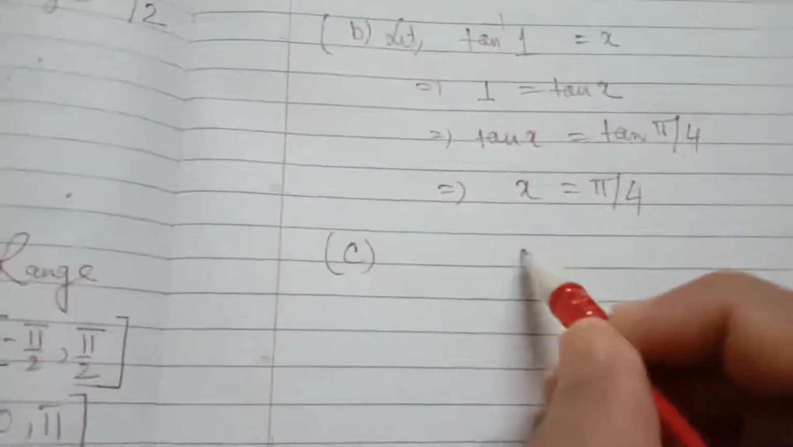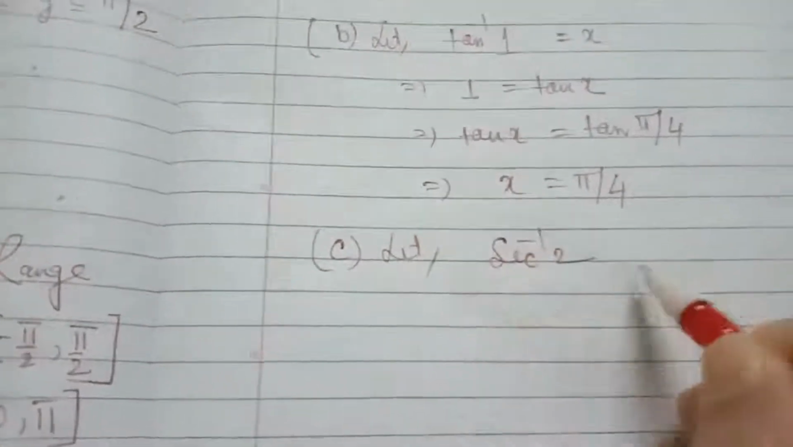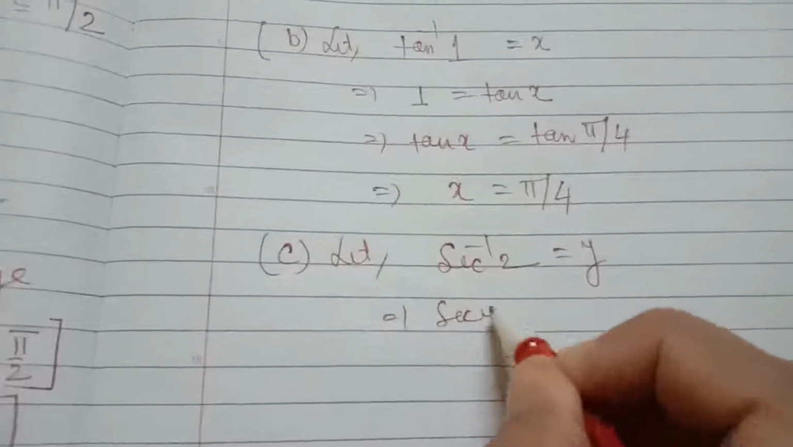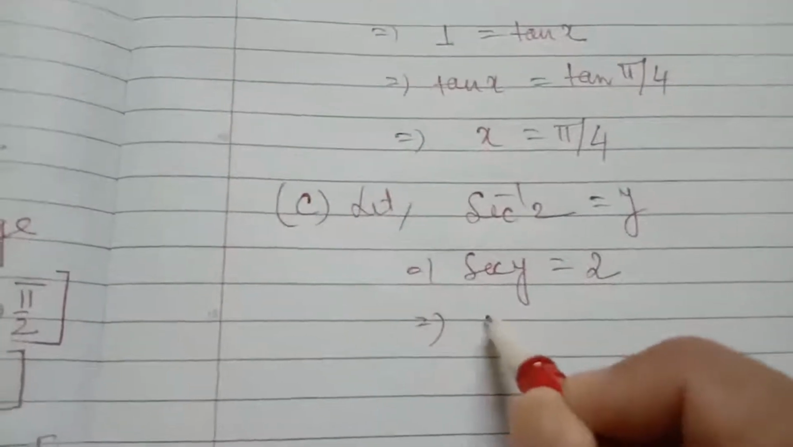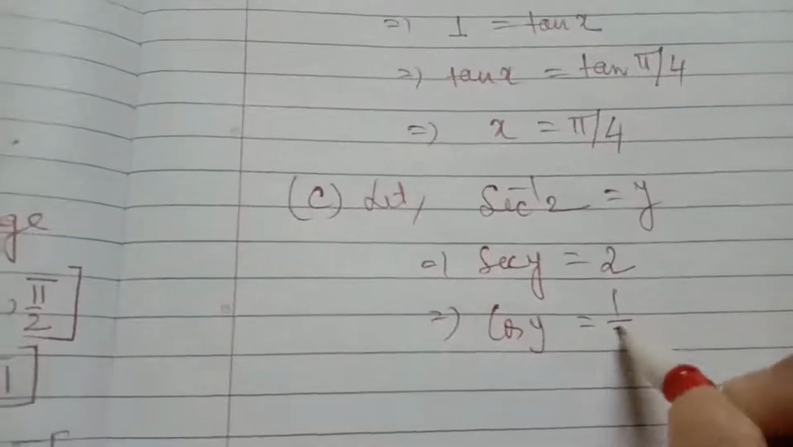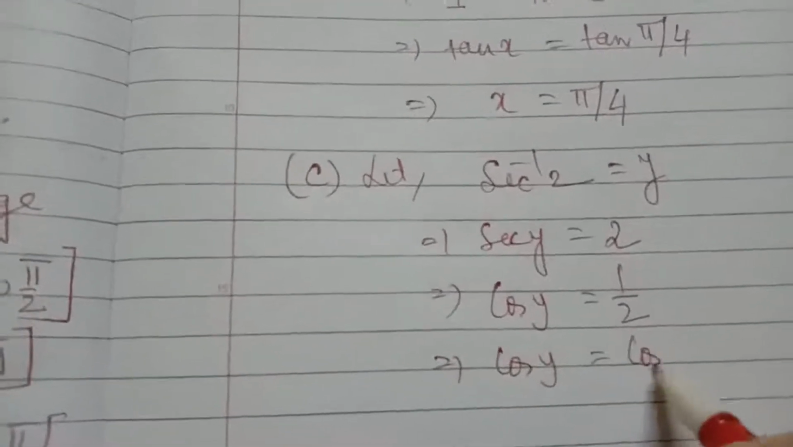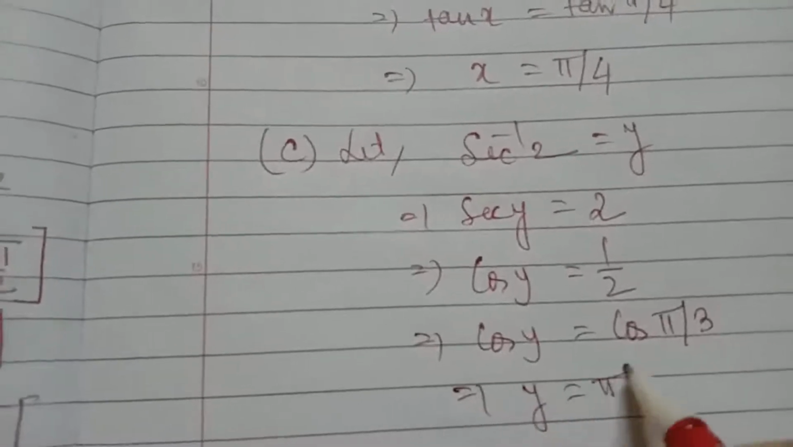Next, we have to find the value of sec inverse of 2. So again, let us assume that this is equal to y. So sec y is equal to 2. You can write it this way also, cos y equal to half, equal to cos of 60 degree, pi by 3, so y equal to pi by 3.